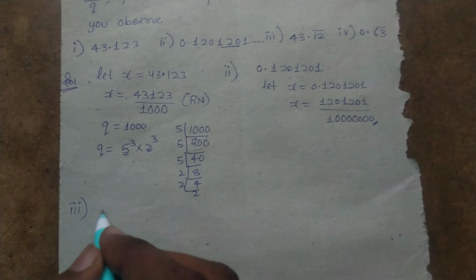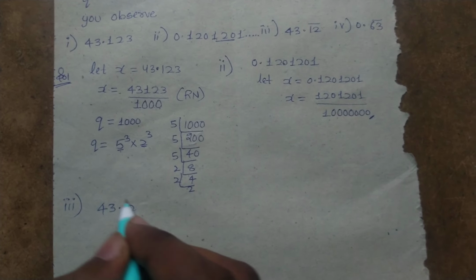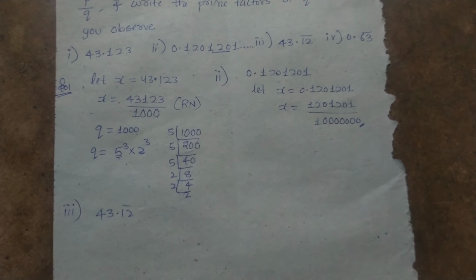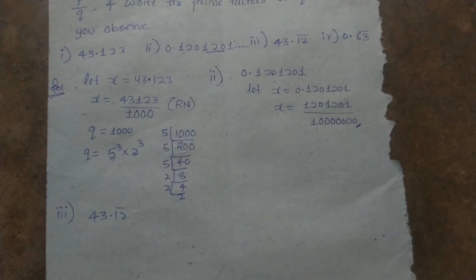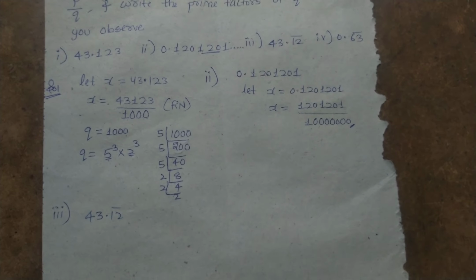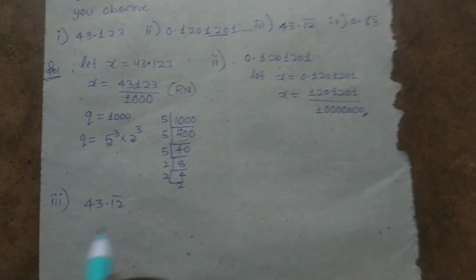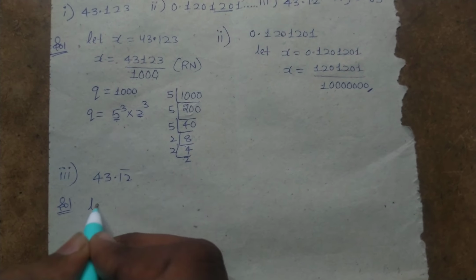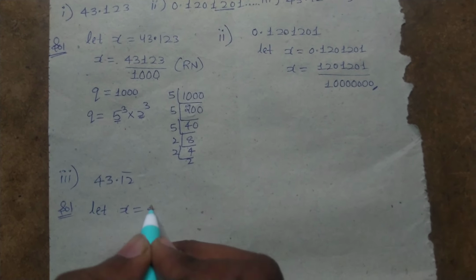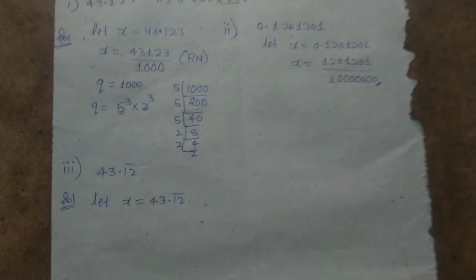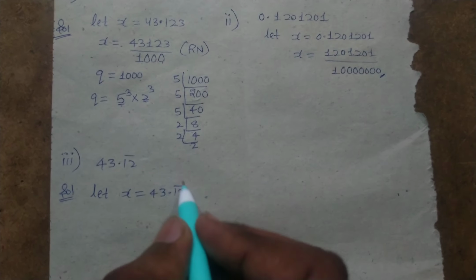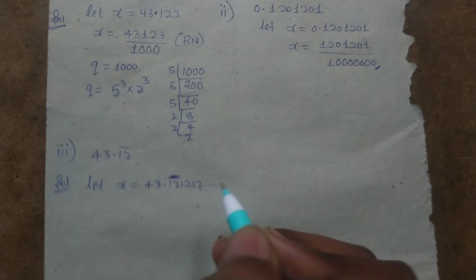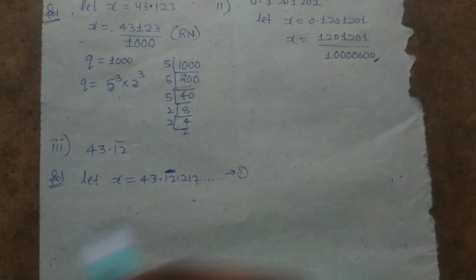So the third one, you see, 43.12 bar and 0.63 bar. How can you do these problems? Listen here, both problems are similar. Again we have to take, let x is equal to 43.12 bar. Okay, 12 bar means what? If you remove this bar, you can keep 1 2 1 2 1 2 and so on, right? So let it be equation 1.